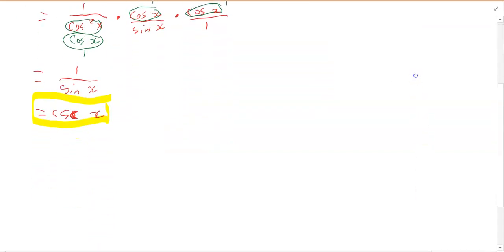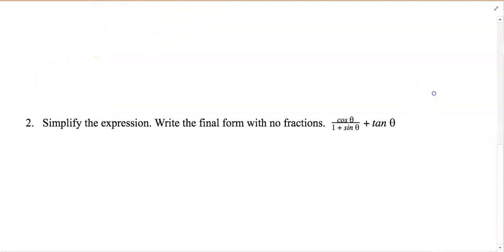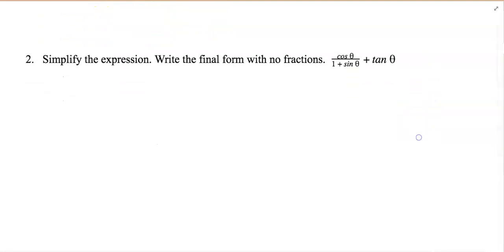So, got another example. Simplify the expression, write the final form with no fractions. So here we have cosine of theta over 1 plus sine of theta plus tan of theta.